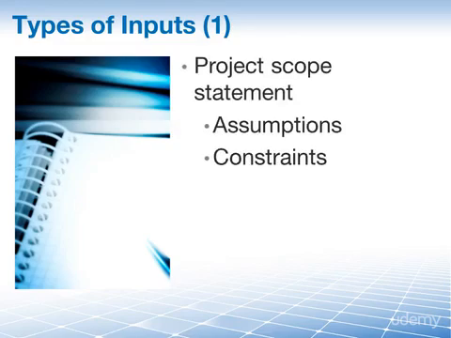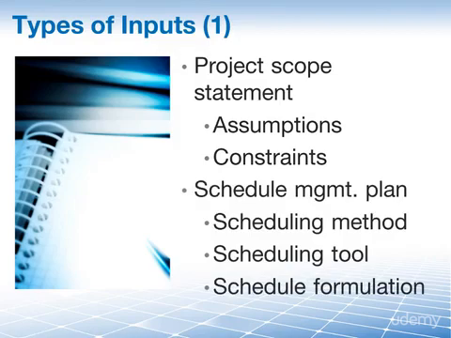We begin with the project scope statement. It contains assumptions and constraints that can impact the development of the project schedule. For example, we need to finish the oil rig platform in the Gulf of Mexico before the hurricane season starts. Then the schedule management plan identifies the scheduling method and specific scheduling tool that will be used to create the schedule, as well as how the schedule will be formulated. For example, the scheduling tool that we use is contained in the Primavera portfolio management software application.